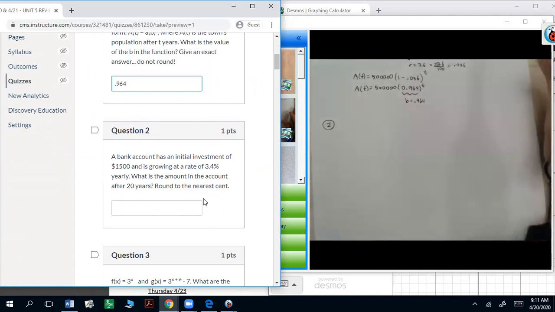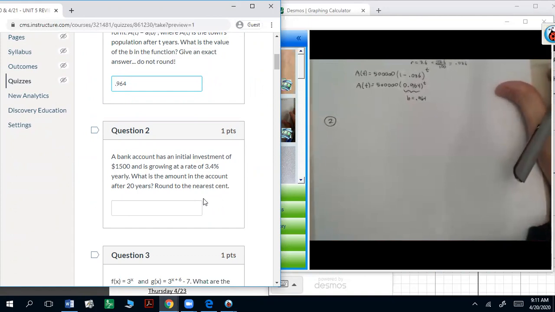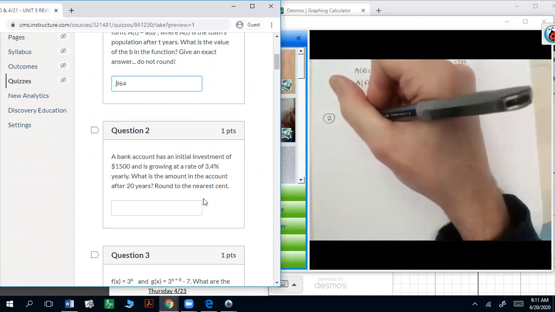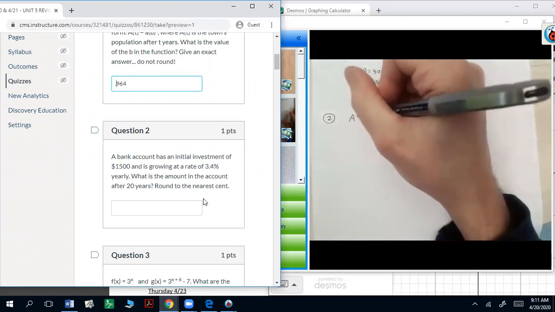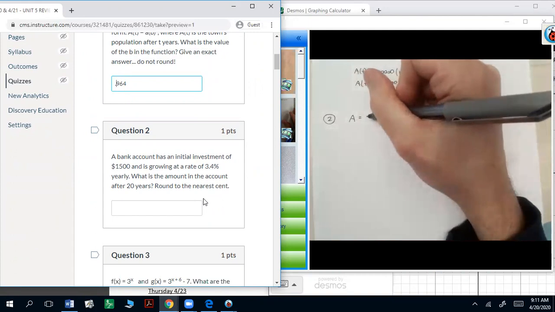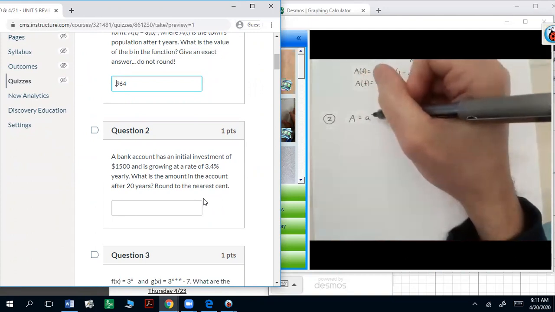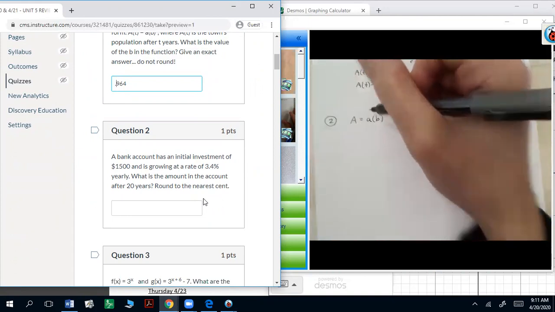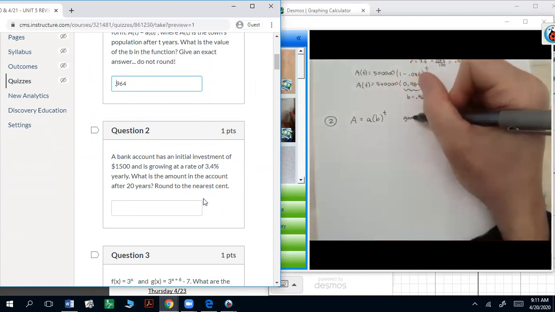A bank account has an initial investment of 1,500 and is growing at a rate of 3.4% yearly. What's the amount on the account after 20 years, round to the nearest cent? So we're again going to follow that same formula. Capital A, I just use A, I don't need the A of t, equals lowercase a times b to the t power. And since this is going to be growth, we know it's going to be growth because it says the word growing.